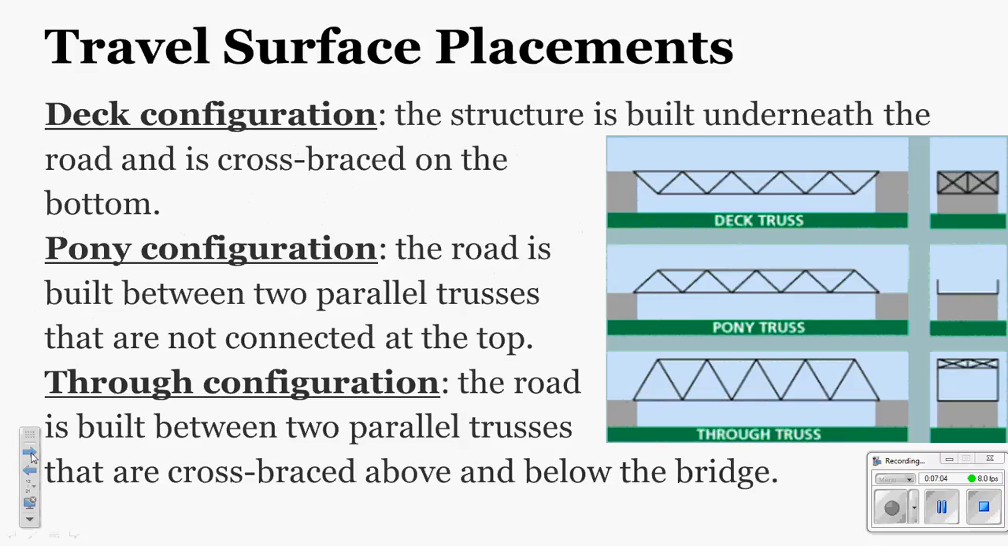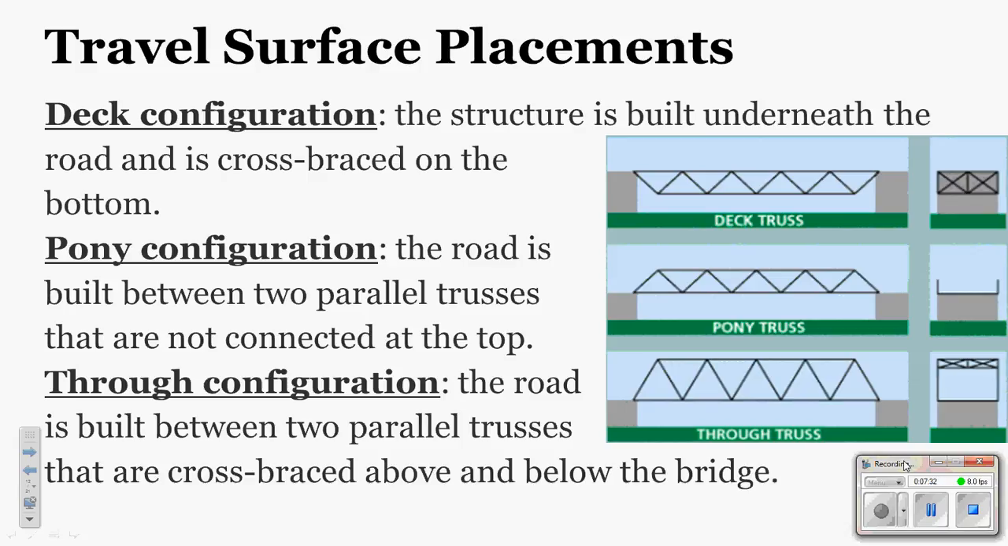So now we're going to talk about our travel surface placement. We're going through all those steps of the things that you need to build a bridge, and we're going through those independently. So we have our deck configuration. This is the structure that is built underneath the road and it is cross braced on the bottom. Here's a deck truss right here on the first picture to the right.